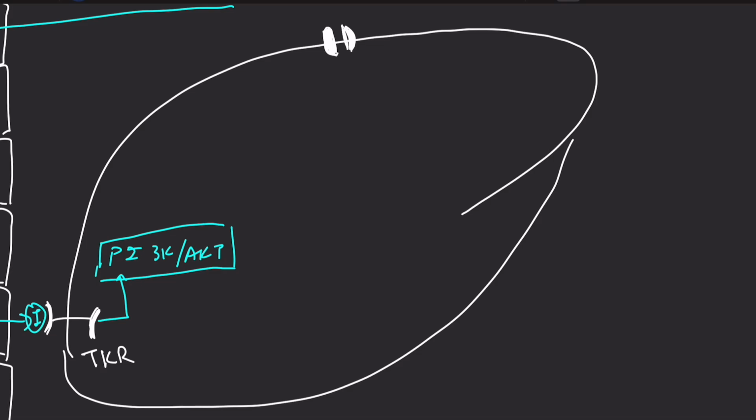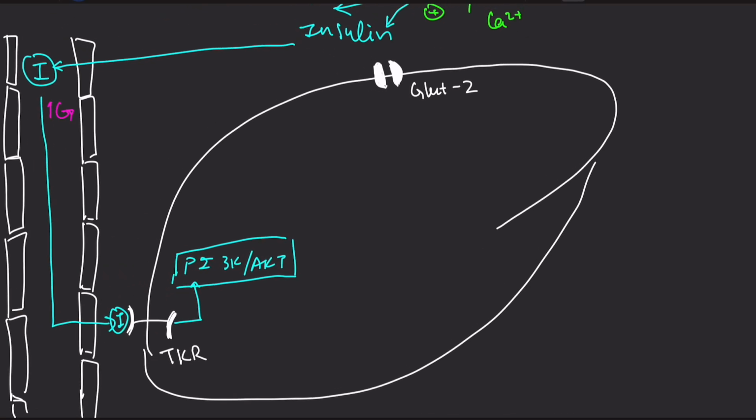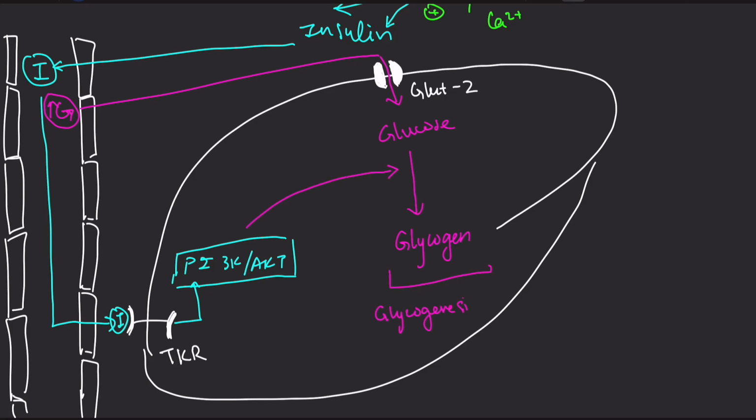Once glucose enters the cell via GLUT2 transporters, it follows two main pathways: glycogenesis, where glucose is converted into glycogen for storage, and glycolysis, where glucose is broken down into pyruvate for energy production. Now, glycogenesis is the primary pathway under insulin signaling, ensuring excess glucose is stored instead of remaining in the bloodstream.